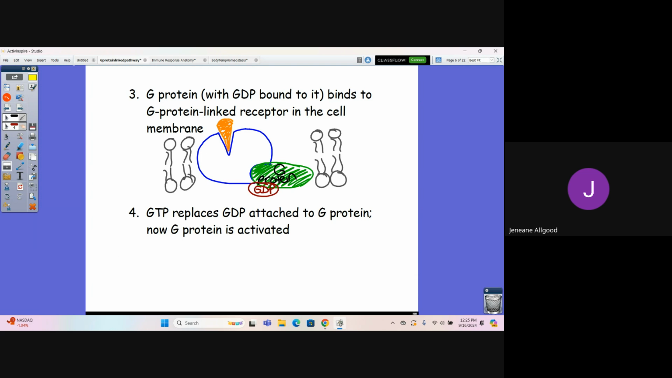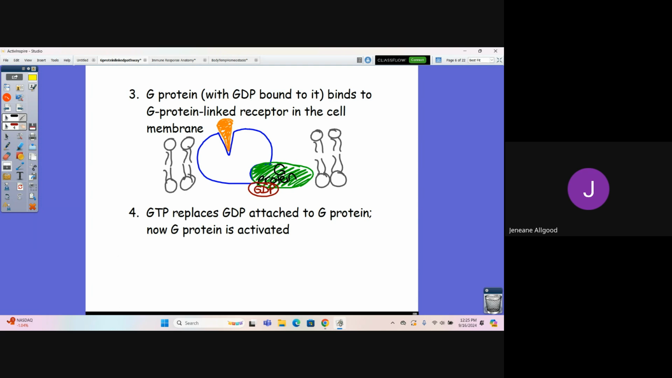Okay, so next, the GTP replaces GDP attached to the G protein. Now the G protein is going to be activated. I know that sounds weird because logically you could be thinking, well, couldn't we just add a phosphate group to GDP and then we'll have GTP and then it'll be activated? Why does it replace it?